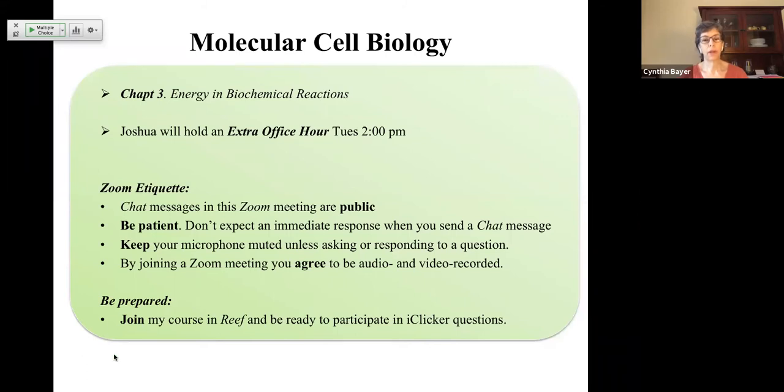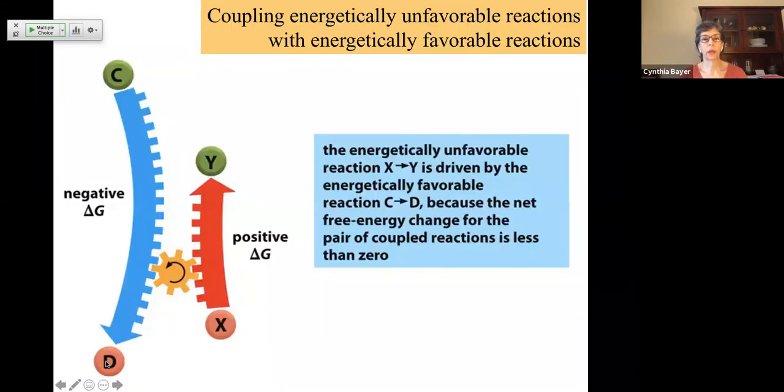So let's take a look at where we left off on Wednesday. We described how the cell uses ATP, an energetically favorable reaction, hydrolysis of ATP, which is illustrated over here on the right, this large drop in free energy from ATP to ADP to drive a non-spontaneous reaction. That's one of the types of work that a cell will undertake.